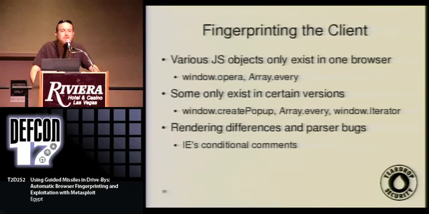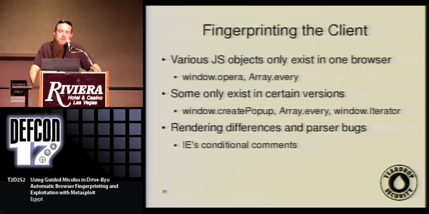And some of these things only exist in certain versions. So these are new features that have been added since 1.0 only had these objects, and now 1.5 has these objects as well. An example of this is window.createPopup, which only exists in IE 5.5 and newer. Array.every only exists in Firefox, I believe 1.5 and newer.